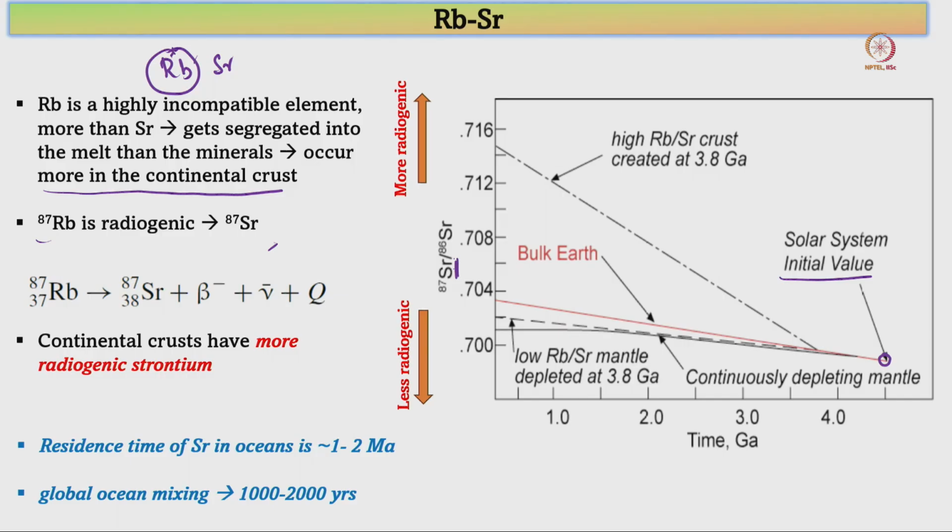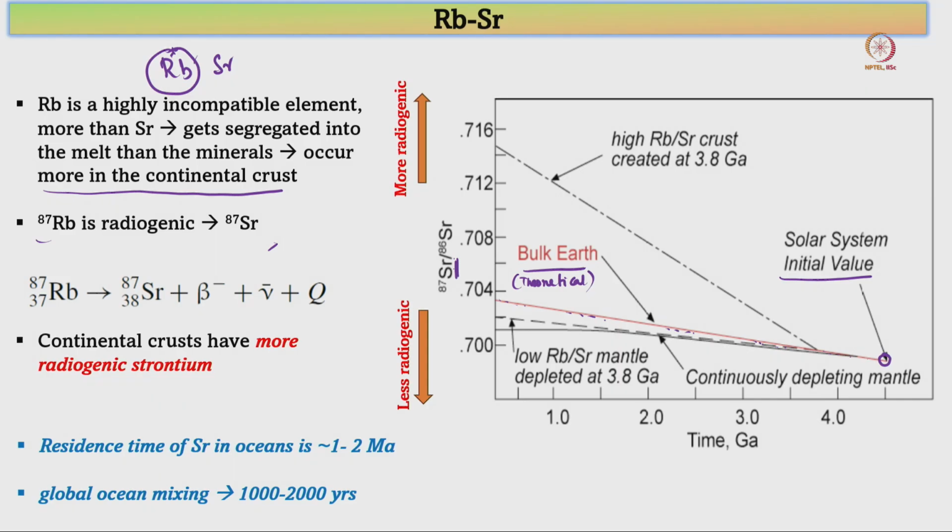So, this is how the bulk earth is going to change. This red line shows the evolution of bulk earth. Okay. That means there is no differentiation, it is total earth, there is no differentiation into crust, mantle. Okay. So, no such differentiation has happened. But what do we know? We know that actually differentiation has happened. So, this is basically a theoretical line.